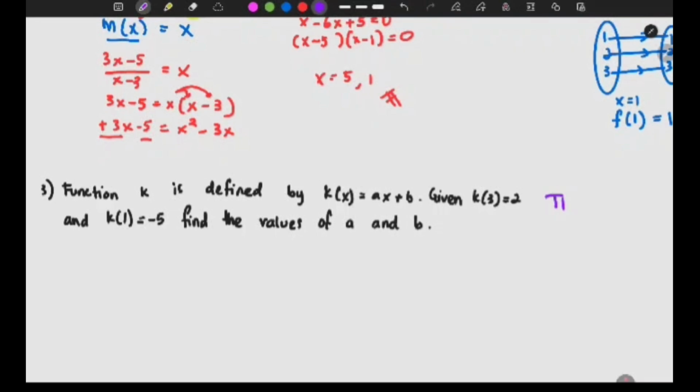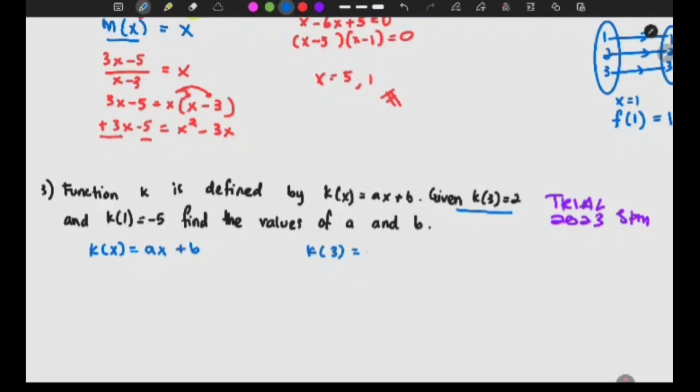So they say k(x) is equal to ax plus b. And they give us a few pieces of information. When your k(3) equals 2. And they also say k(1) is equal to negative 5. Find the value of a and b. What is my a? What is my b? I should find it out. And how? Let's do it one by one.